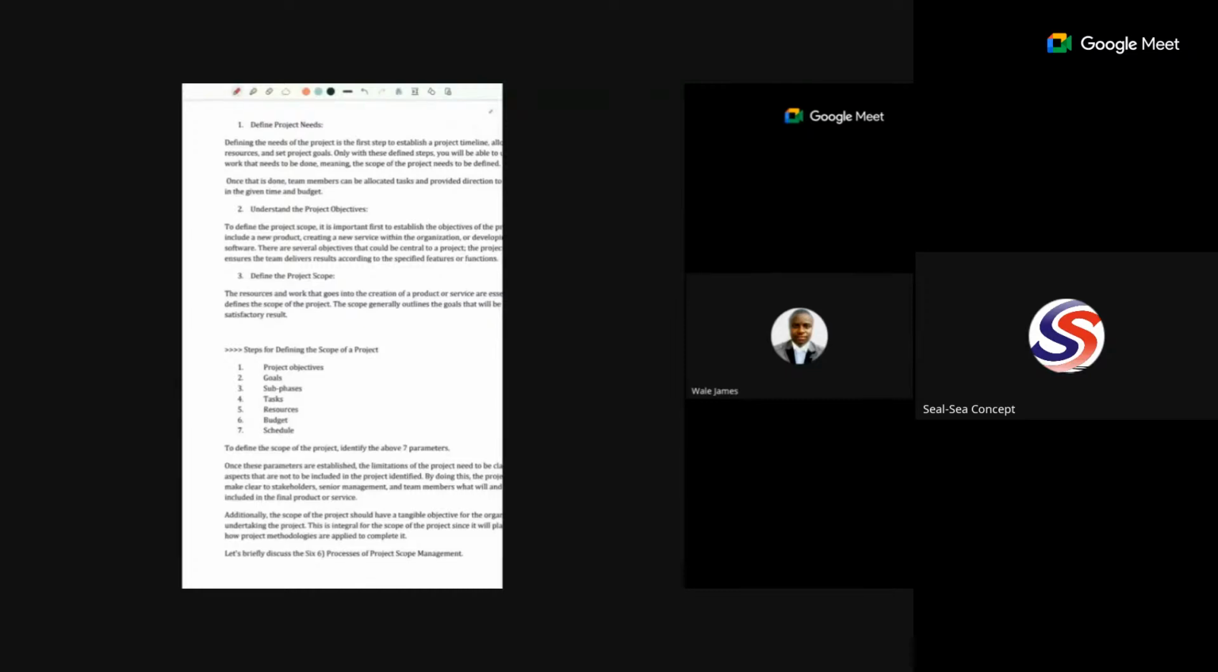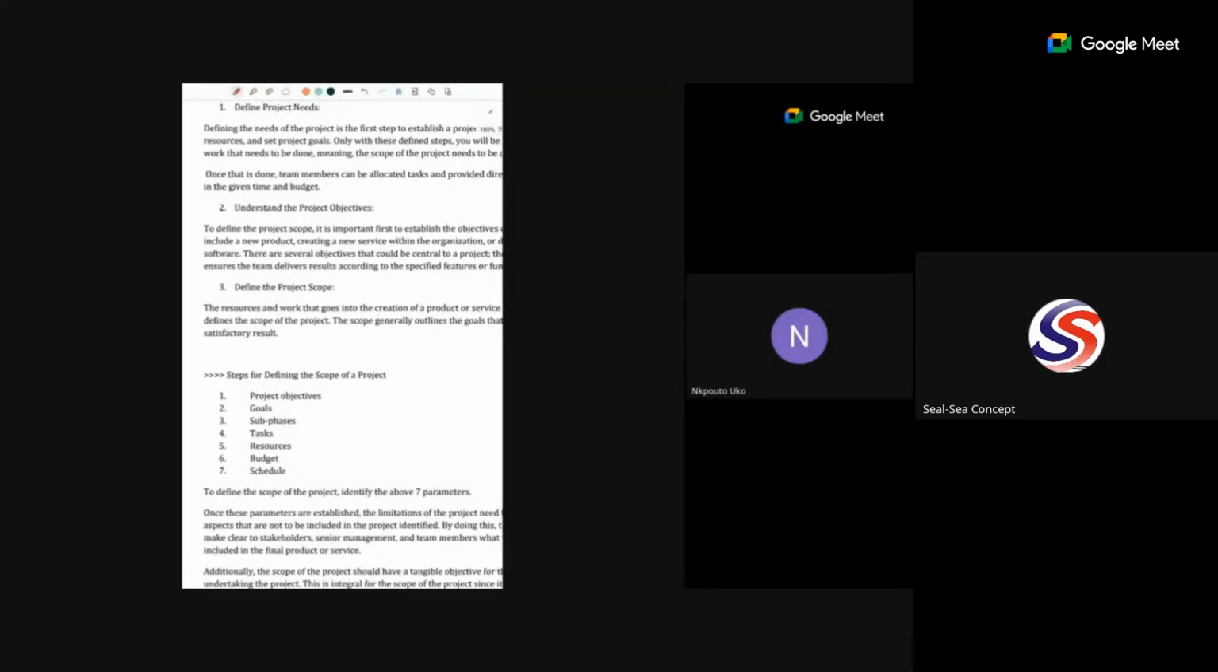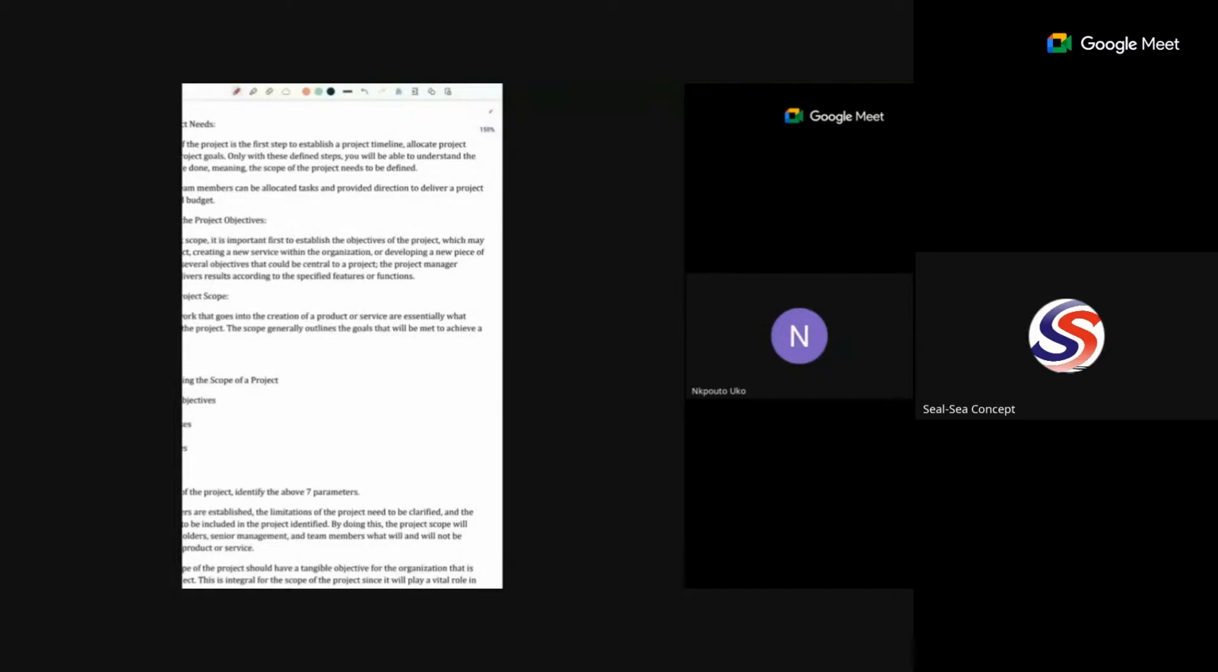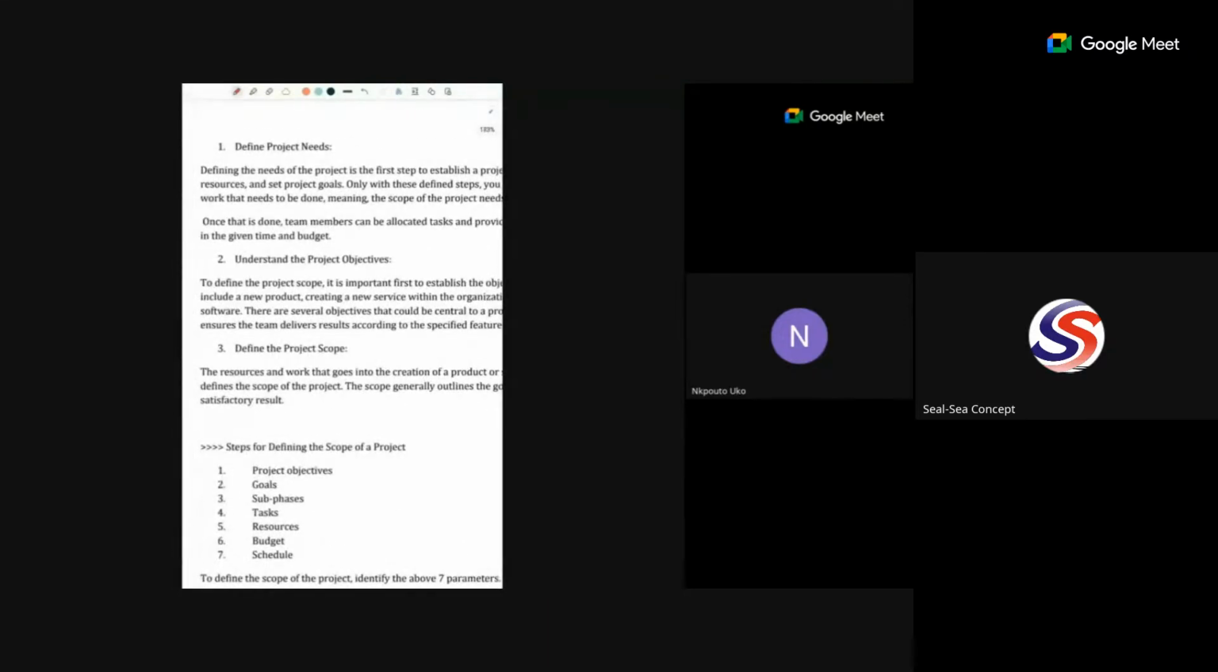So defining the needs of the project will allow us to know how long it will take for us to actually carry out the project, what capacity of human resources we need to execute this project, and how much, when it comes to budget, we need to execute this project. All these will help us to know how big the project that we are handling is. So we say that once this is done, then the team members can be allocated tasks and provided direction to deliver a project in the given time and budget.